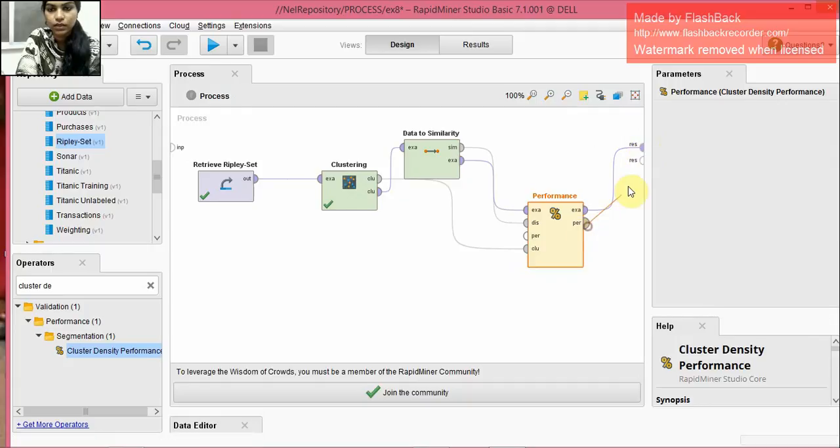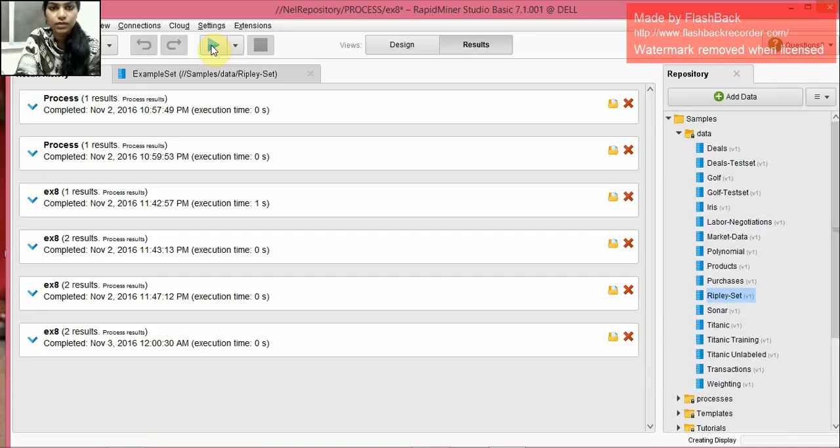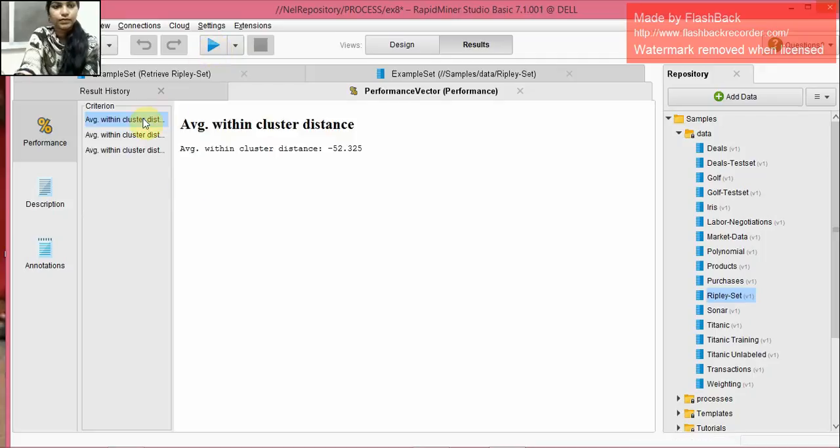We do the needed connections to get the output, and finally if we run it, here we go. We have a performance vector. This is a performance vector. The cluster density performance is mainly used to derive this performance vector, which helps us to know the performance level of the model which we have derived after clustering.